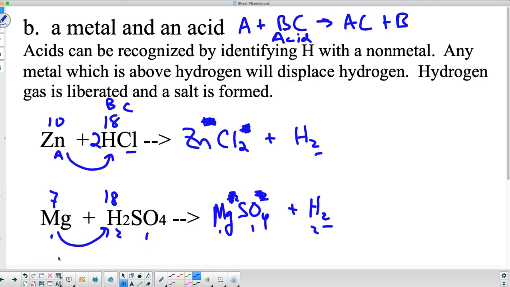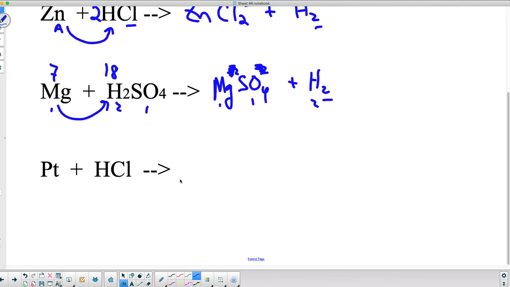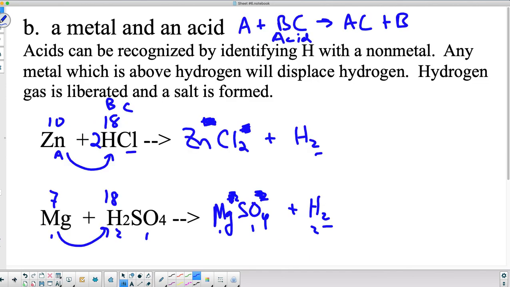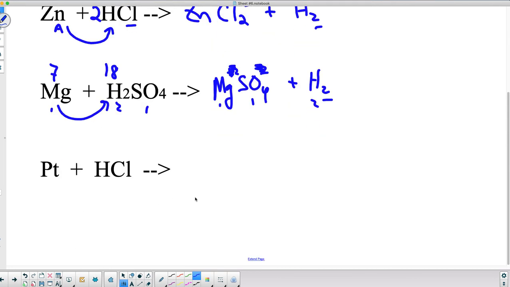So is there another example here? I think there is. Take a look at platinum. What's platinum? I think platinum is like 25 or 26, maybe even 27, I don't know. Whatever it is, let's take a look back. 27, it's 27. So 27 is definitely less reactive than 18. So this does not work. This would be a situation of no reaction.